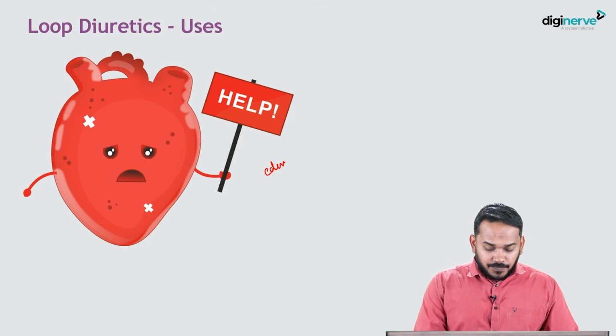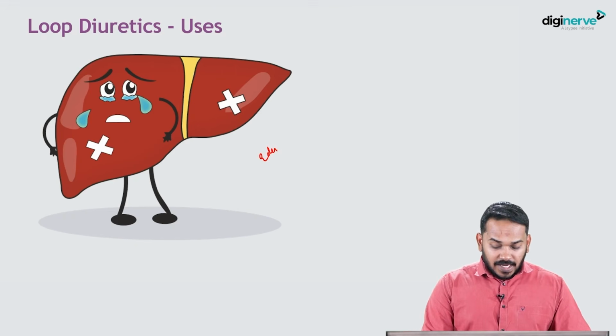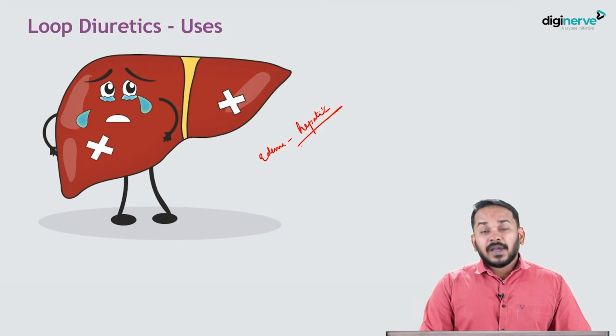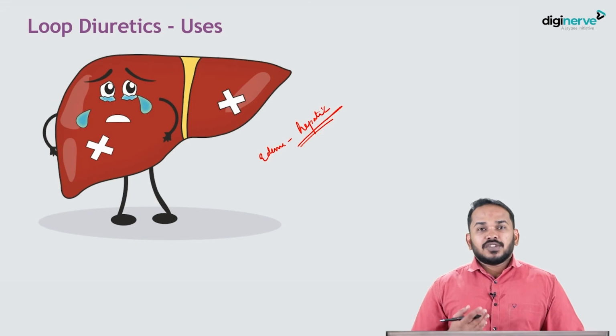It's also used for edema due to cardiac causes. Loop diuretics are also used for the treatment of edema due to hepatic causes. And hepatic damage can reduce the albumin levels, and that can result in formation of edema.